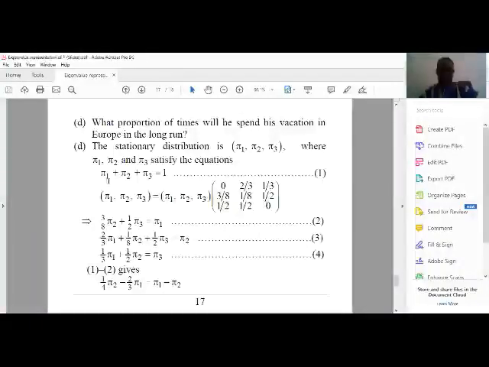Now the sum of all the pi is always equal to 1. So pi 1 plus pi 2 plus pi 3 is equal to 1. Then you can create another 3 equations by using this matrix multiplication: pi is equal to pi times P. Always, that's the equation. So let's do the multiplication.